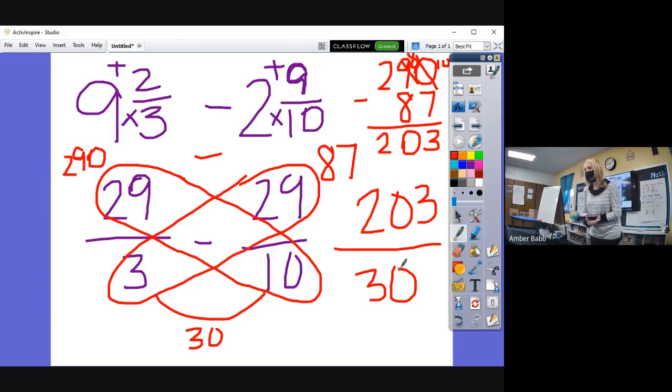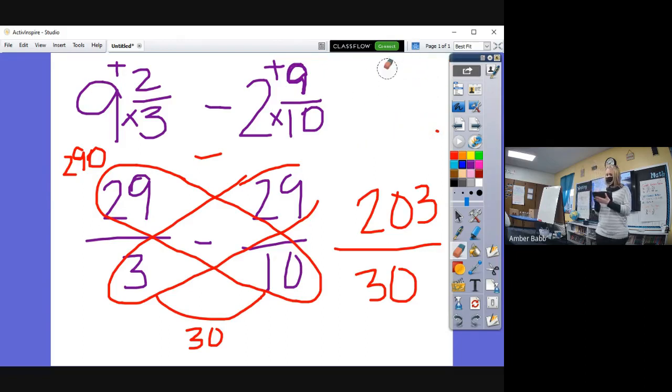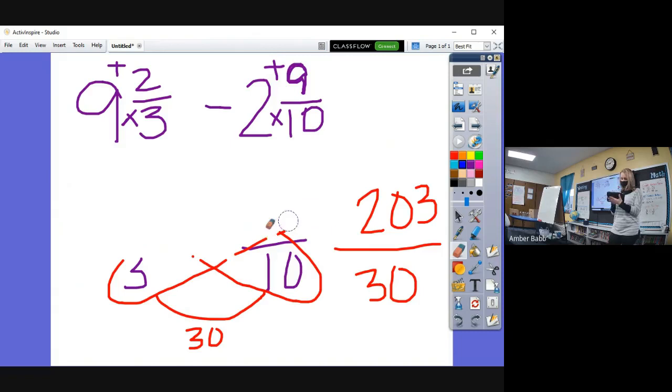Hang on, we're not done yet. Why aren't we done yet? Because now I've got to turn this 203 over 30 into a mixed number. Is today going to be a quick day? No. There's a lot of steps, and you've got to slowly take your time, okay?